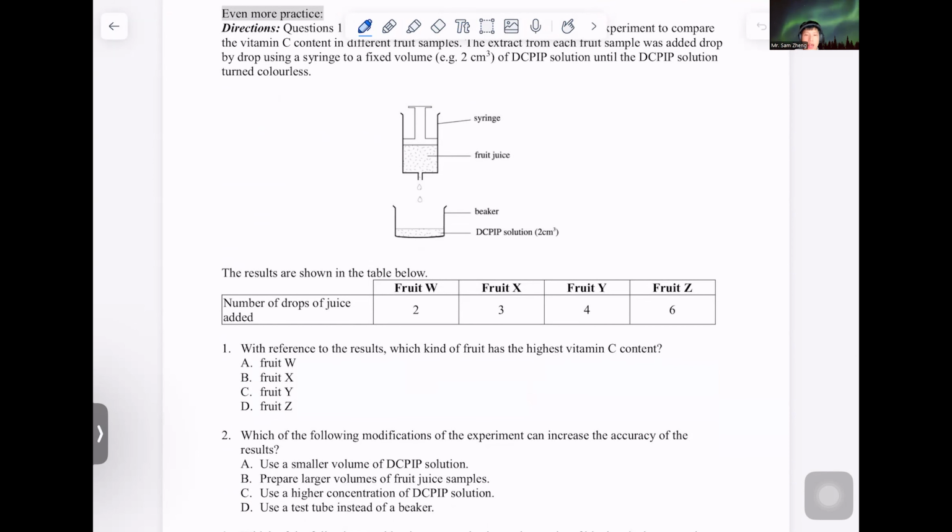Okay, then in this case, how can we know which one will have the highest vitamin C content? Then in this case, by looking at the number of drops. So we can see that fruit W, fruit X, fruit Y and fruit Z show an increasing number of drops of juice that we add to the beaker in order to make the DCPIP solution colorless. So therefore, if you think in this way, so now we have 2 cm cube of DCPIP solution.